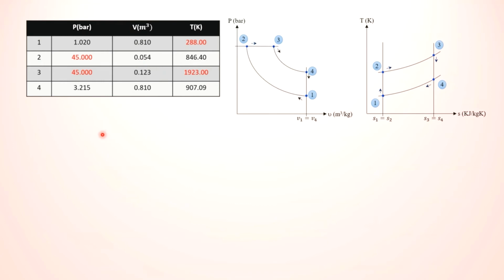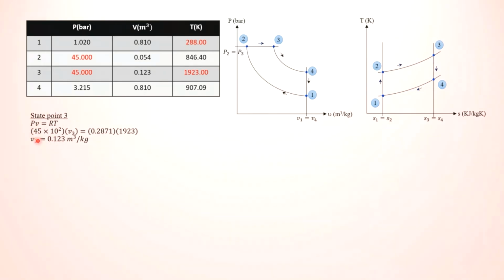Now, my advice is to try to fill up all these unknown data marked in black, and find each of them one by one. So we have got state point 1 completed, state point 2 completed. For state point 3, the question has given us the pressure and the temperature, so we will be able to find out the volume by using the ideal gas law.